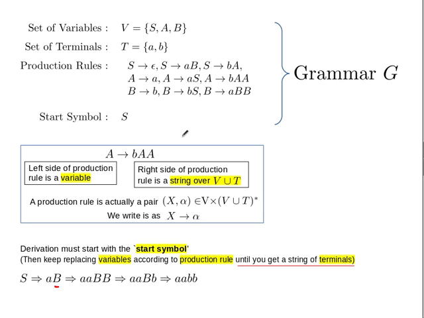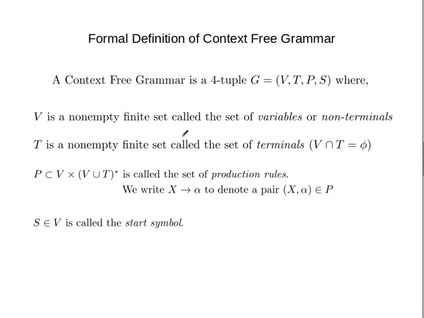So formally, what is it? A context free grammar is a 4-tuple, like when we gave the formal definition of a DFA or NFA, where we used a 5-tuple. Here the grammar is given by this 4-tuple (V, T, P, S), where V is a non-empty finite set called the set of variables, or non-terminals. And T is a non-empty, again finite, set called the set of terminals, and these are disjoint. So a variable cannot be a terminal, and a terminal cannot be a variable. These are disjoint.